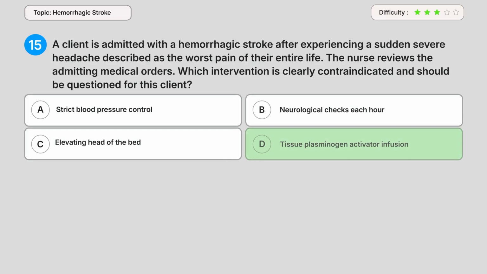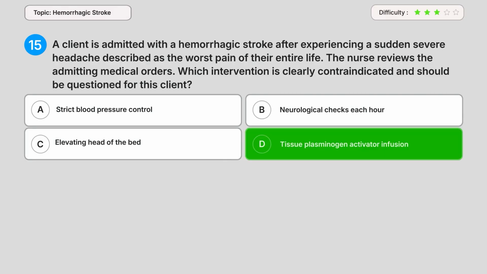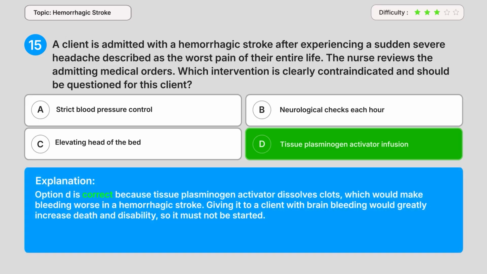Correct answer, D. Tissue plasminogen activator infusion. Explanation: Option D is correct because tissue plasminogen activator dissolves clots, which would make bleeding worse in a hemorrhagic stroke. Giving it to a client with brain bleeding would greatly increase death and disability, so it must not be started.